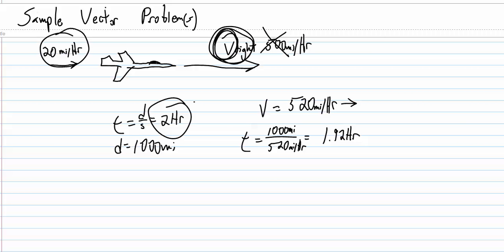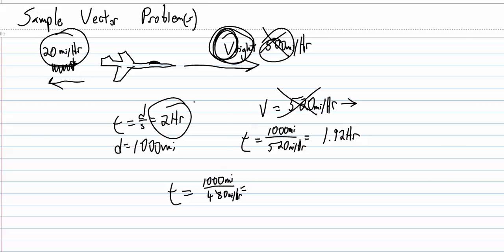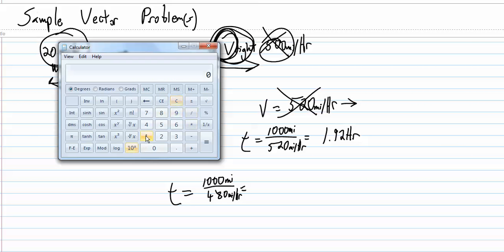And I could easily also make up another problem that said, well, what if this 20-mile-an-hour wind, instead of blowing to the right, were blowing to the left? Well, then our velocity would no longer be 520. It would be 500 minus the 20, because now that's hurting our speed. So now our time is going to be our distance, which hasn't changed, over our speed, which is 480 miles per hour. When you put a smaller number in the denominator, you get a bigger answer. So if I clear, I go 1,000 divided by 480. So I get 2.08.